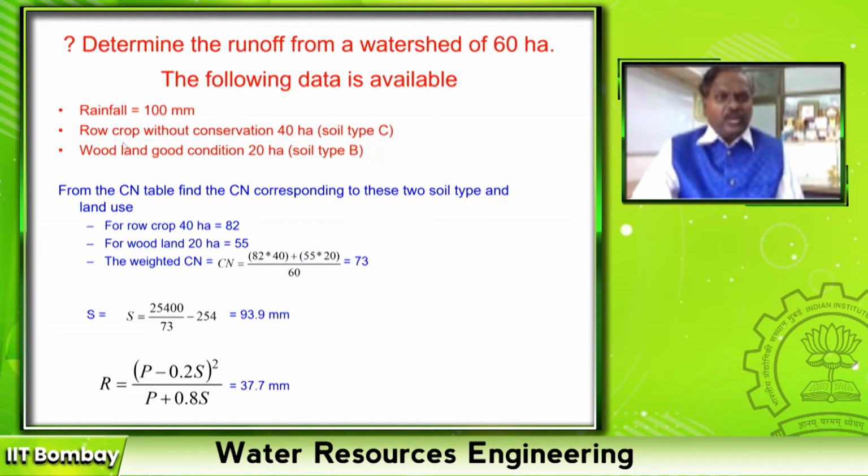One is row crop without conservation, that is 40 hectares. The second one is woodland in good condition, that is 20 hectares, with soil type B. So what we have to do, first, is estimate the curve number. To estimate the curve number, go to this table.